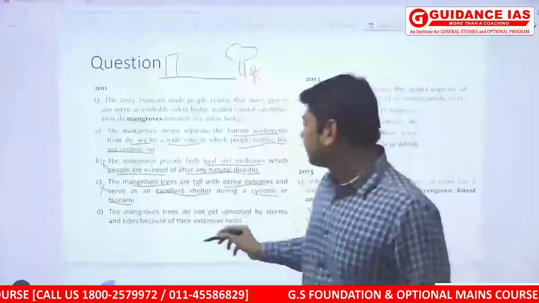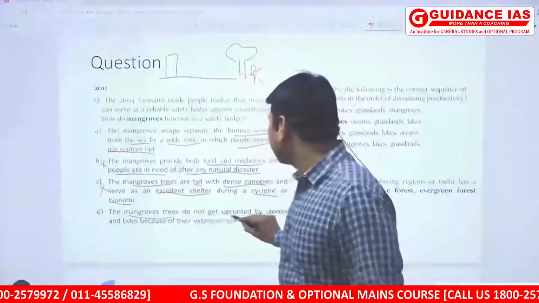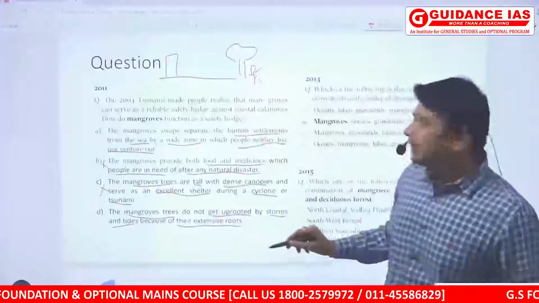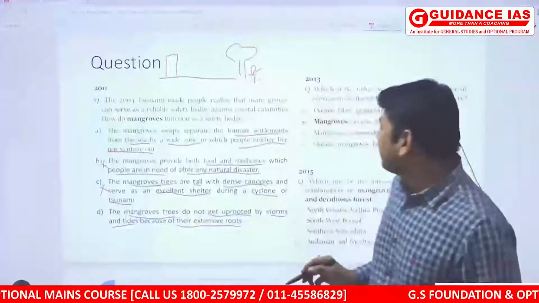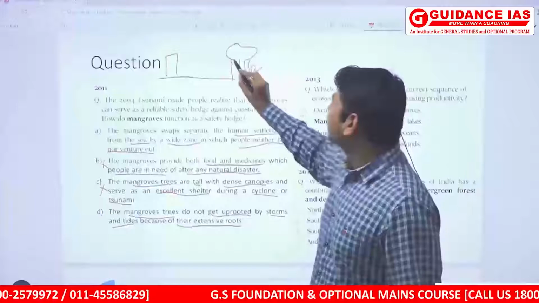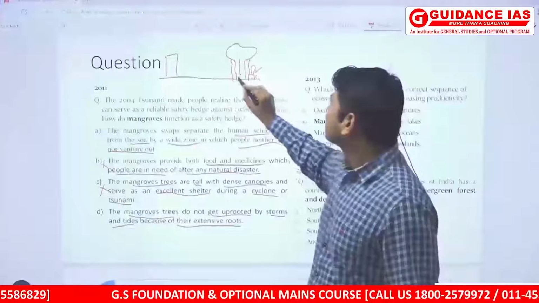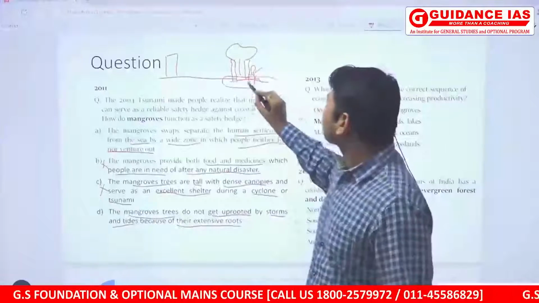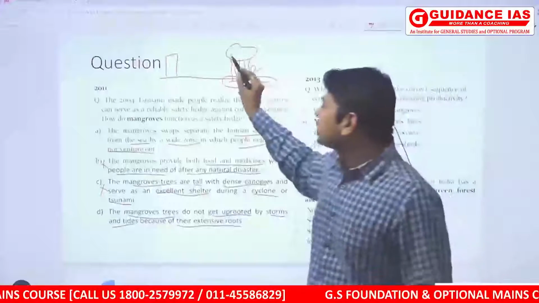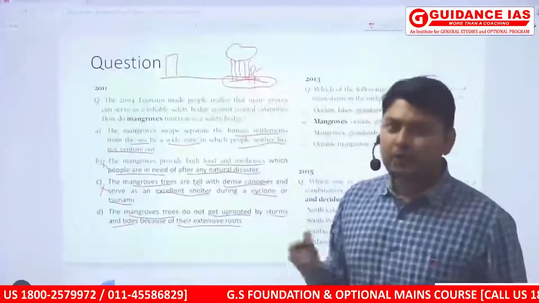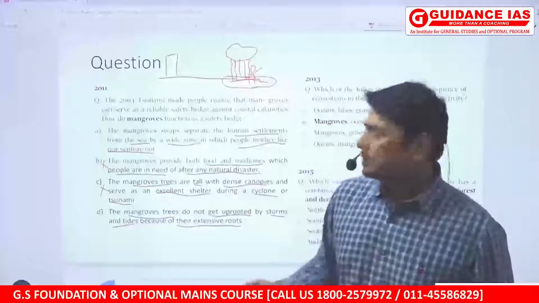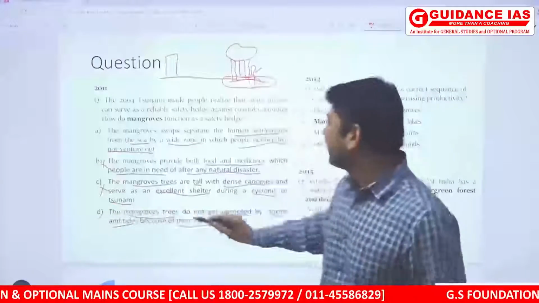Now the fourth option is: the mangrove trees do not get uprooted by storms and tides because of their extensive roots. Basically, mangroves grow in a swampy area and they have an aerial root system. Because of this aerial root system, the mangroves are stronger and will not get uprooted easily because of a disaster. So option D is the right answer.